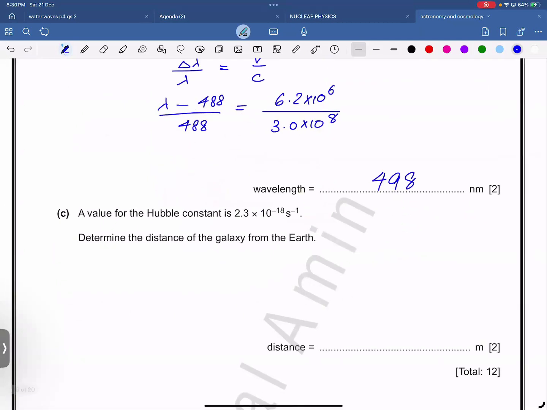Hubble's constant is this. Determine the distance of galaxy. v is equal to H naught d. And we are done. v, come, 6.2 times 10 power 6. d, Hubble's constant, 2.3. 2.7 something times 10 power 24. Yalla. 2.7. 10 power how much? 24.